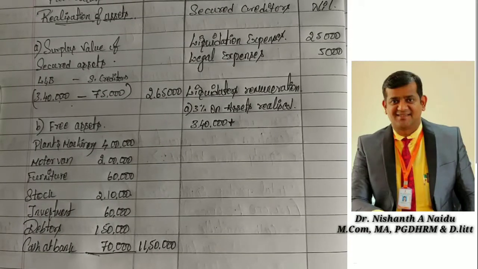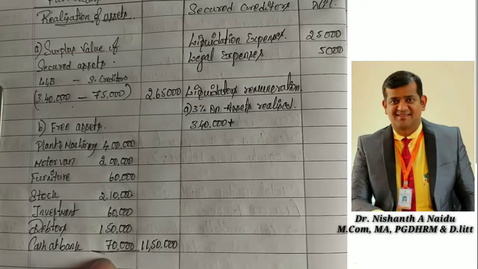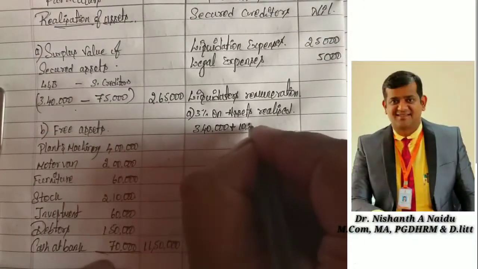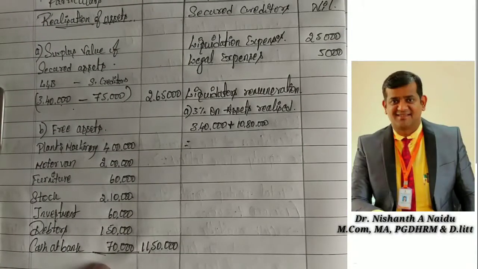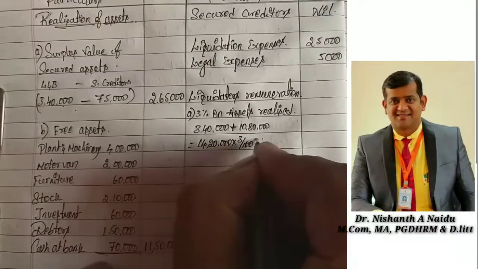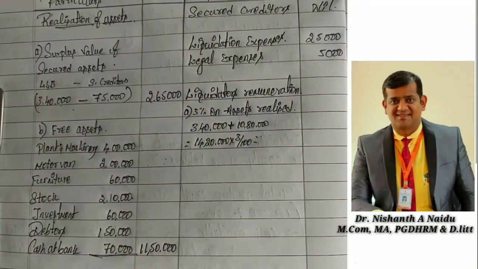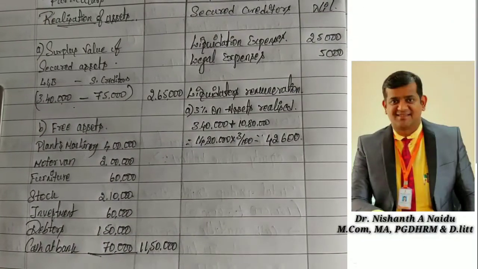So 11,50,000 minus cash at bank 70,000, deduct. So how much you are going to get? 10,80,000, correct? Now put together 10,80,000 plus 3,40,000. That is 14,20,000. On this 14,20,000, he charges as a remuneration 3%. 14,20,000 into 3% comes to 42,600 rupees. Okay, so we are done with that part.